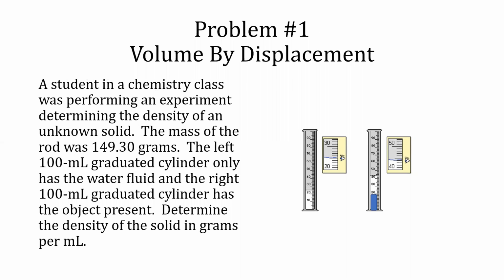Problem 1 is one involving volume by displacement and is: a student in a chemistry class was performing an experiment determining the density of an unknown solid. The mass of the rod was 149.30 grams. The left 100 ml graduated cylinder only had the water, and the right 100 ml graduated cylinder has the object present. Determine the density of the solid in grams per ml.